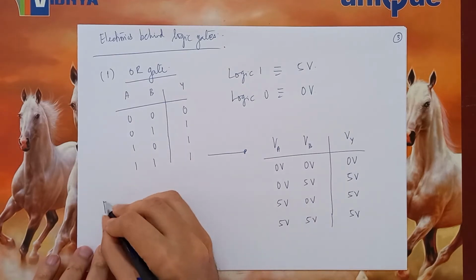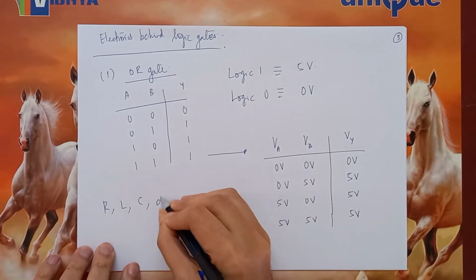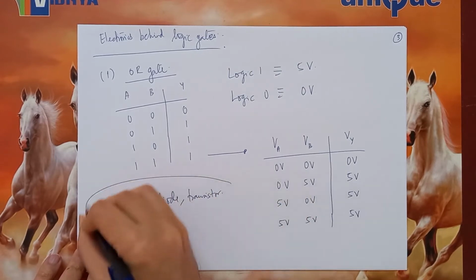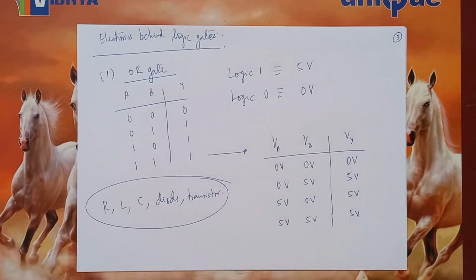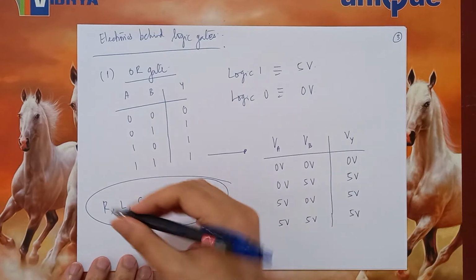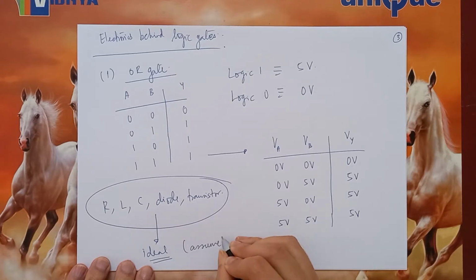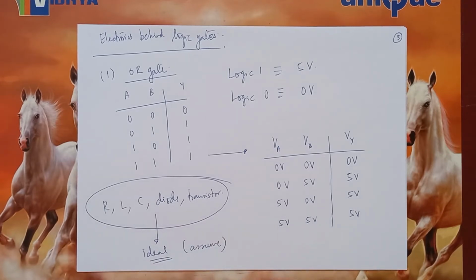So as we said, we have with us resistors, capacitors, inductors, diodes, transistors. We can use one or more of these devices. If you want, you can use something else also. But for the time being, let us limit our discussion to these elements and let us say we have these available with us. And let us say these are all ideal. Let's assume we have ideal electronic components with us.